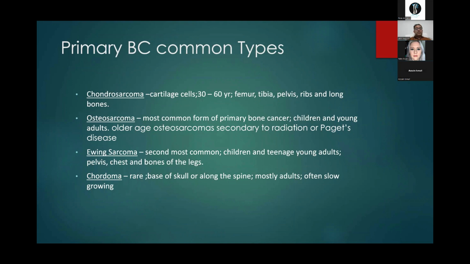Osteosarcoma is one of the most common forms of primary bone cancers, very common in children and young adults. And also there is a secondary peak, which is probably due to radiation or patients who have Paget's disease. We saw the appearances of sun ray spicule and Codman's triangle in osteosarcoma. Ewing sarcoma is the second most common cancer, more common in young adults and teenagers. And it's very aggressive with high mortality. It is common in the pelvis, the chest, and the leg bones.